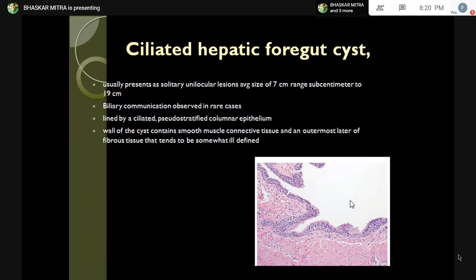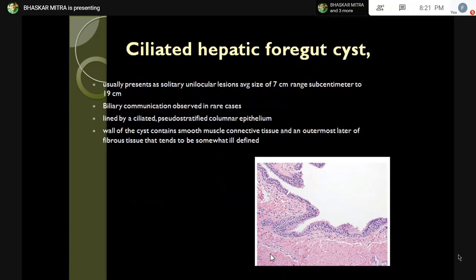First, a single cystic lesion in the liver. Now we have to see what it is. If it has a biliary communication, fine. Otherwise, we have to look at the lining. Is it lined by ciliated pseudostratified columnar epithelium? Followed by connective tissue, then a muscle layer, and again the outermost fibrous tissue, it almost mimics the gut. So it's a ciliated hepatic foregut cyst. It's a developmental cyst. So in a cystic lesion with smooth muscle in the wall, we might be dealing with a hepatic foregut cyst.